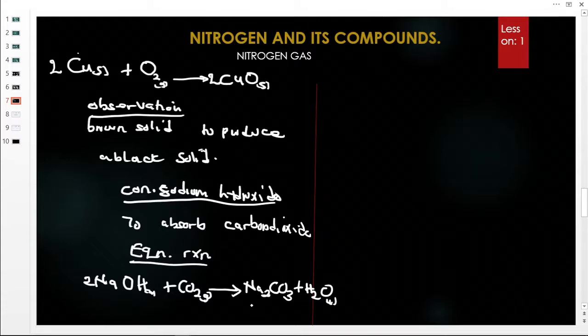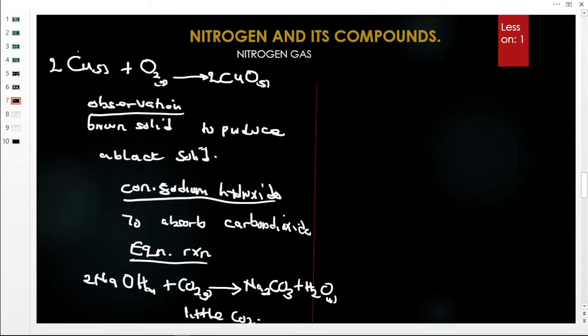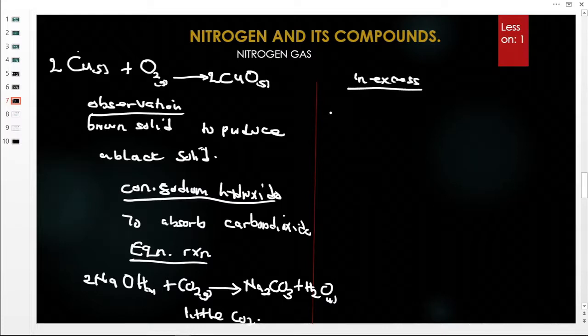But this equation is obtained when carbon dioxide is little. This one is obtained under little carbon dioxide supply. But again, if carbon dioxide is in excess, what are we going to get? We are now going to get sodium carbonate plus water plus more carbon dioxide, or I can start from sodium hydroxide plus carbon dioxide, then I get one compound.